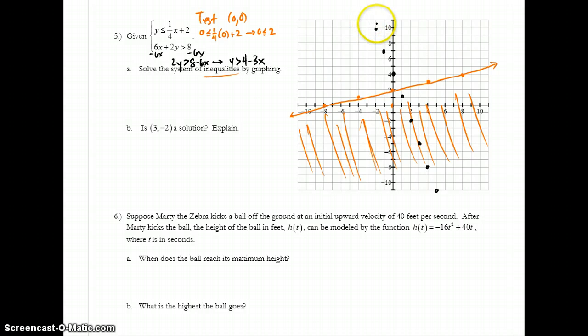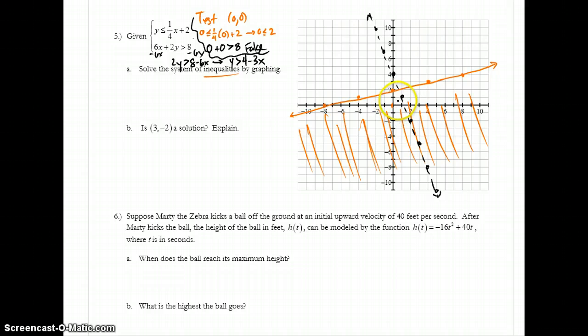Left to right, it moves down. This time when I draw on my line, I just have greater than. There's no equal to, so I'm going to connect it with a dotted line. And I'm going to test 0, 0 again. I have plugging into the original equation, 6 times 0 is 0, plus 2 times 0 is 0, is greater than 8. Is 0 plus 0 greater than 8? I don't think so. 0 is definitely not bigger than 8. That's false. So when I plugged in 0, 0, the point did not work.